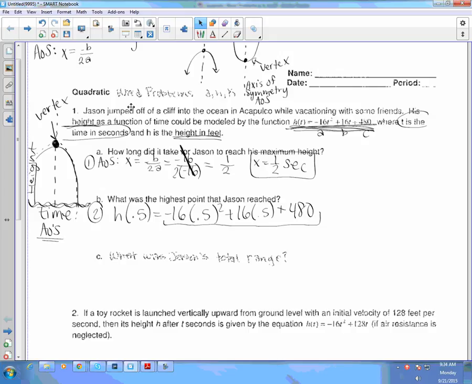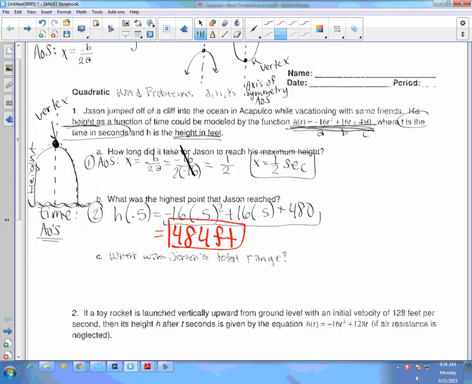Okay, type it in. What do you get? It's a nice number. It comes out nicely. 484. Does that mean 484 seconds? Feet. Thank you. That's how high we get. 484 feet. That's the maximum height.